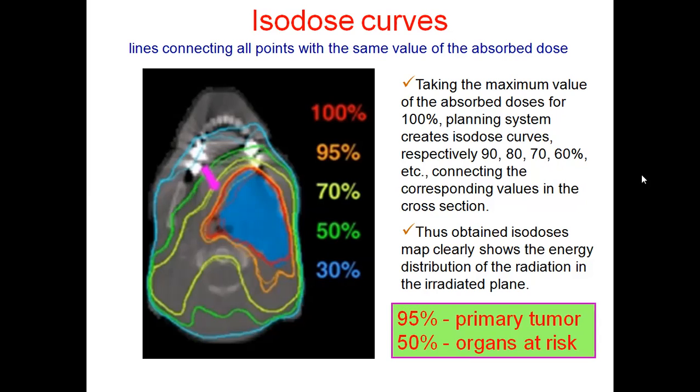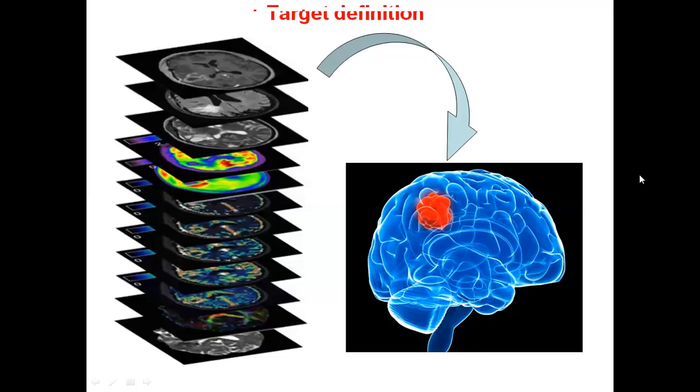According to modern requirements, the primary tumor and areas of regional lymph outflow should be covered with at least the 95% isodose, and the organs at risk should receive no more than 50% of the tumor dose. Three-dimensional planning is based on the summation of cross-sectional MRI, CT, and PET-CT scans, and gives the possibility of obtaining a three-dimensional image of the tumor and healthy tissue.